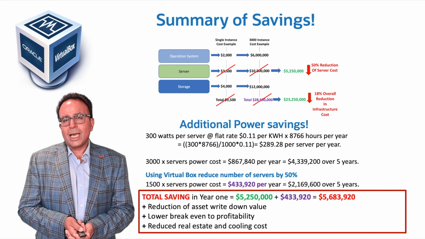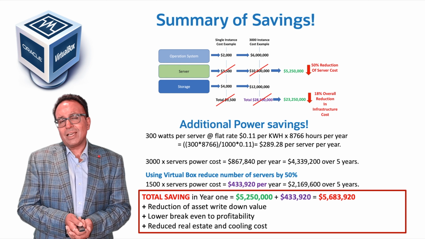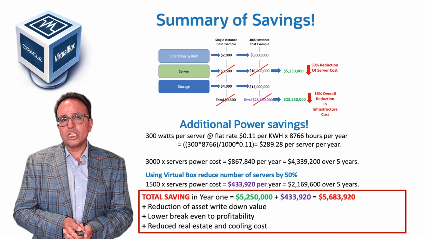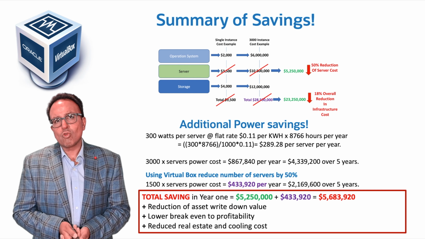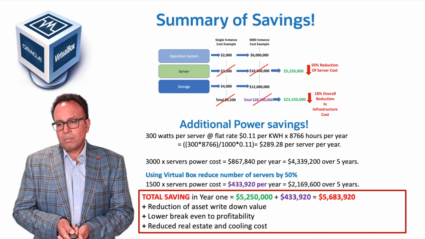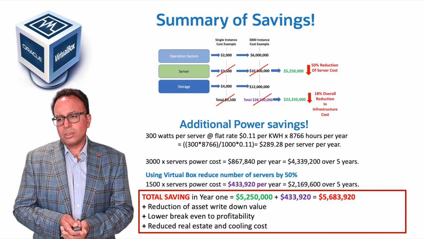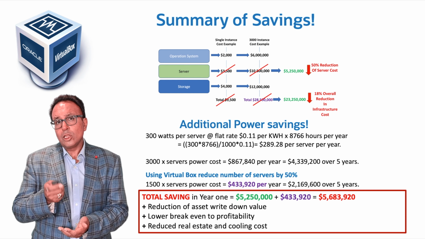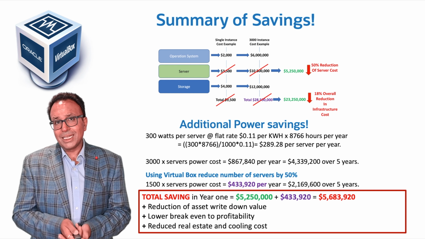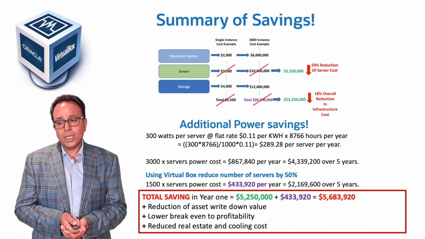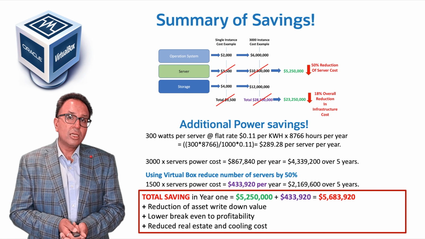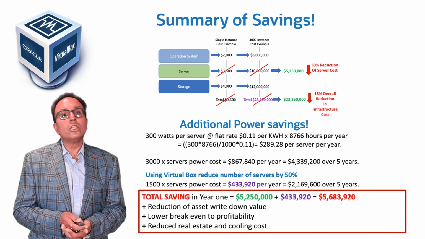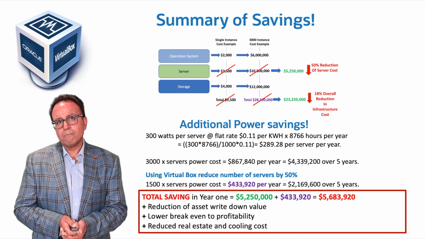And then on top of that, your actual reduction of asset value is there. So you're not buying as much in terms of CapEx. You've got a reduction in asset value, which means you've got less to write off over the next few years. By having a reduction of asset write-down value, you get to a lower break-even point of profitability, which means you get your money back quicker. And you have reduced real estate and cooling costs. So these are plus, plus, plus on top of the savings I've just described to you.